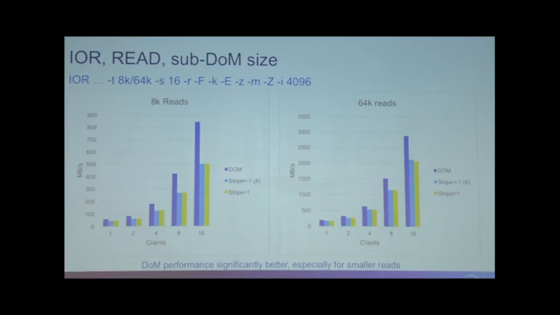So in terms of read performance, again, for the same type of file, a small file less than the DOM limit, we see strong performance from Data-on-MDT compared to the -1 striping and single stripe, which are nearly identical. Obviously, with the 8K reads there are more RPCs, so DOM really has a nice curve, and there's a bigger delta than, say, the 64K reads. But DOM is significantly better across the board, and we achieved the expected result here with read performance.